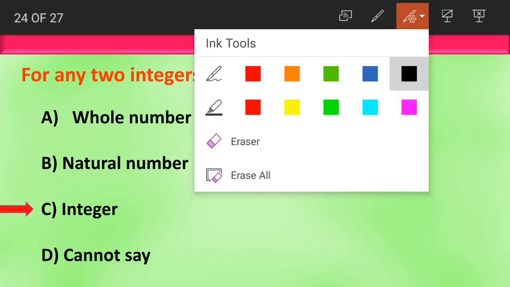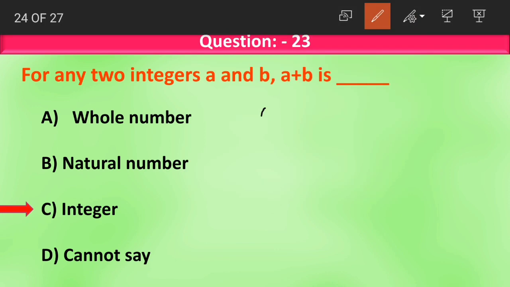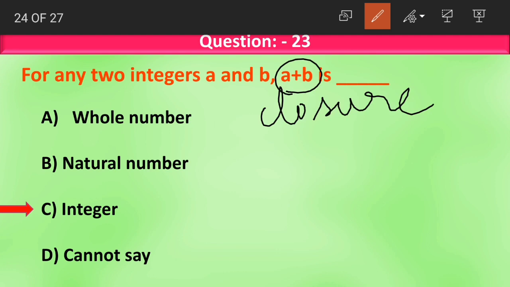And which property is it following? It is following the closure property. When we take two integers and add them, the answer is also an integer. How can we prove this? Let us take two integers, say minus 3 and plus 2. When we add these two, what will we get? We will get the answer as minus 1.